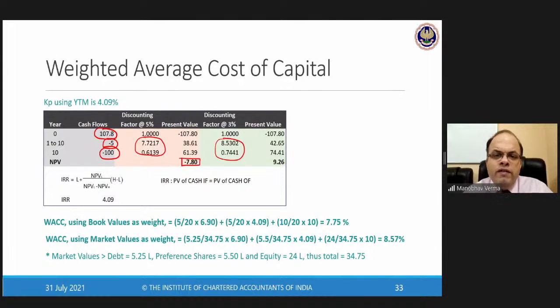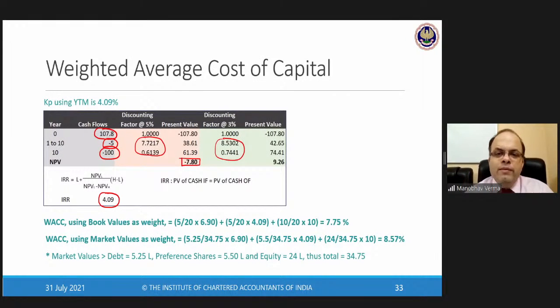So guys, I hope everyone is getting minus 7.8 and 9.26 then. Great. So using the same formula, we are getting an IRR. I think some of the students have already given me the answer for IRR. That's 4.09. Even just by looks of it, it seems to be between 5 and 3. It has to be between 5 and 3, right? So it's coming as 4.09.